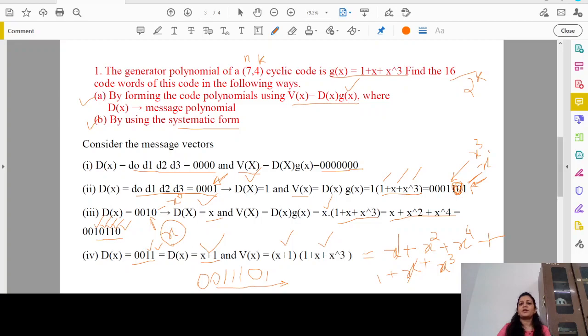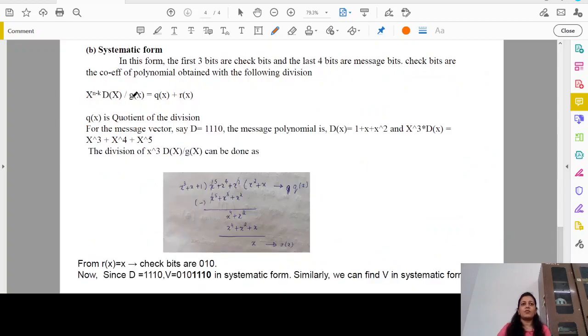So that systematic form will involve multiplying the message polynomial d of x with x power n minus k, and dividing the entire polynomial obtained after multiplication with g of x. Once you perform the division, obviously you will receive a quotient and a remainder. The remainder will give you the check bits. Once you get the check bits, append them to the message bits. That will give you the entire code word V.